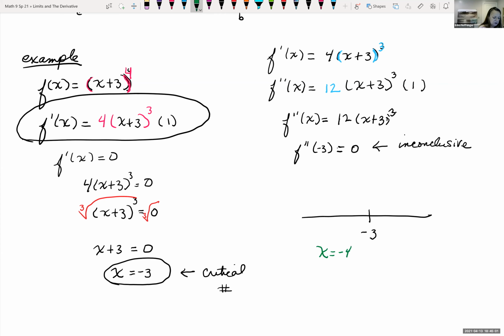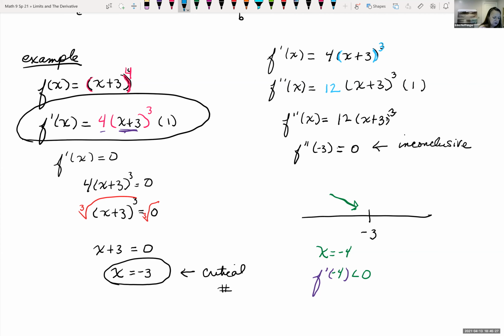So if we plug that into the first derivative, we have -4 plus 3. That's a negative number cubed times 4. So that's going to be a negative number. So we know that it's decreasing until we hit x equals -3. So let's see what's happening on the right of x equals -3.